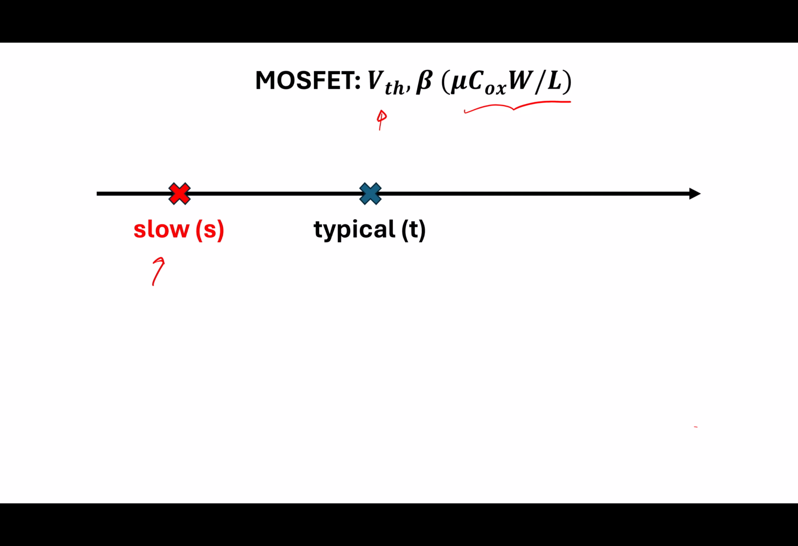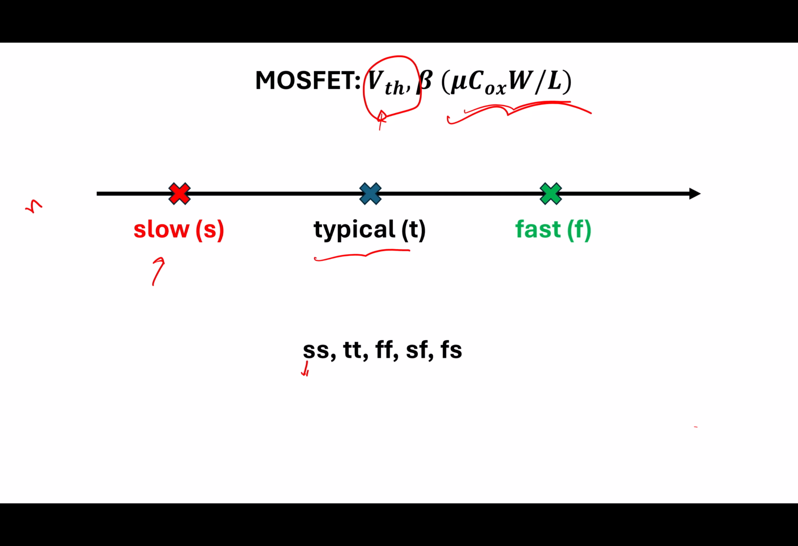Whereas if it is coming in the actual value, we call it typical. Similarly, if all these values come up to a value such that the current is really large, the speed will be fast, so we call it fast. So this is for basically NMOS. Similarly, you have one more for PMOS. So we have the combinations of them, and these are the common combinations.